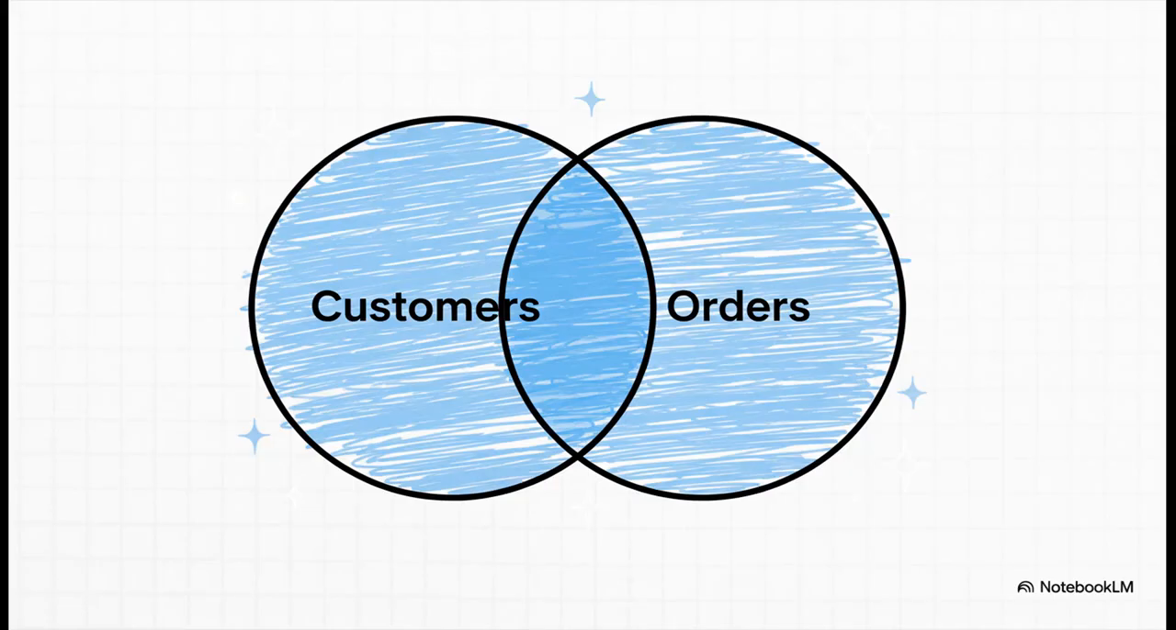And finally, we have the big one, the full outer join. This one holds nothing back. It says, I don't care where it comes from, just give me all the records from the left table and all the records from the right table. It gives you the whole story.